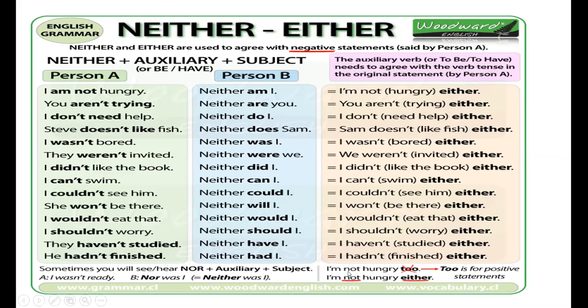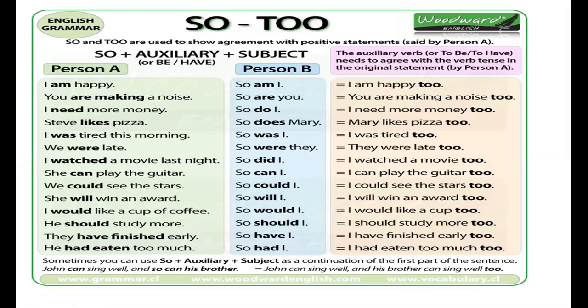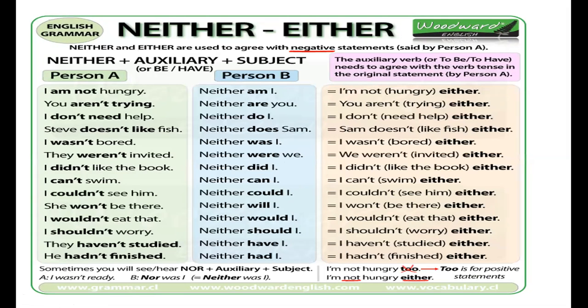You cannot say, "I am not hungry too." That is not correct because "too" is for positive statements. Remember that "too" is with "so." It's the partner of "so." When you use it like this, "I'm happy too," "too" goes at the end. So please don't use it to say a negative statement. Instead, for example, if someone says, "I'm not hungry," you can respond, "I'm not hungry either," right? "Either," not "too," because it's a negative statement.